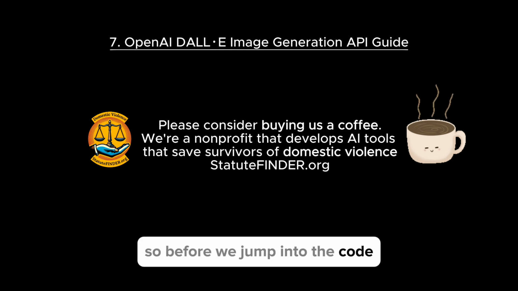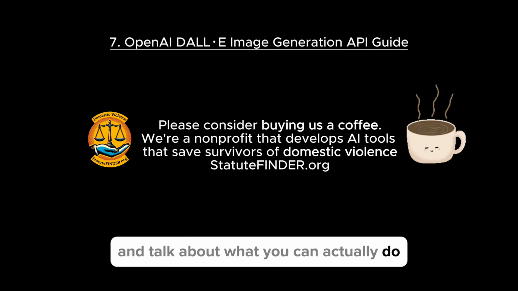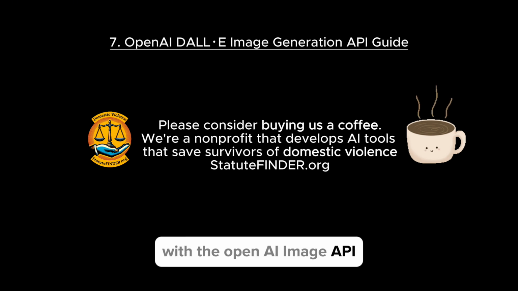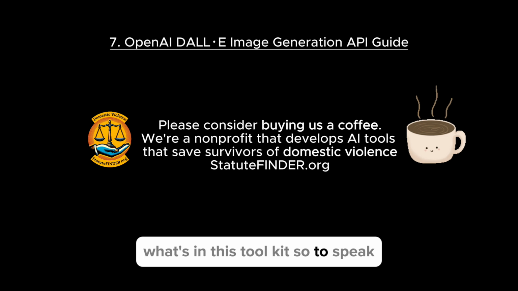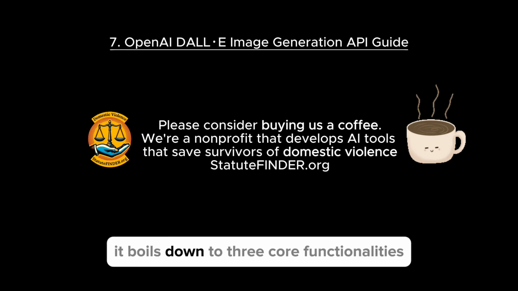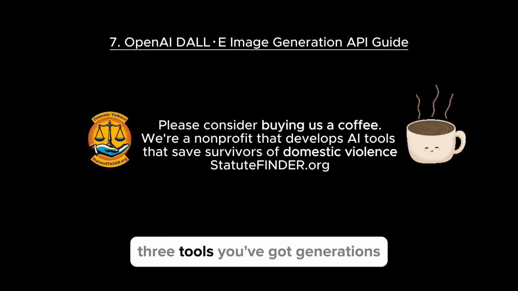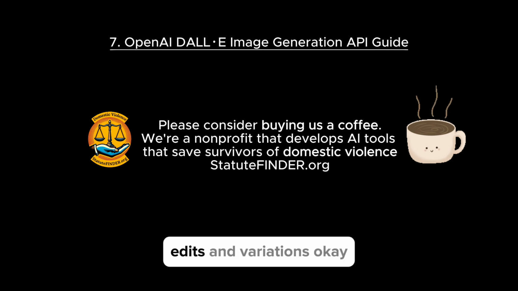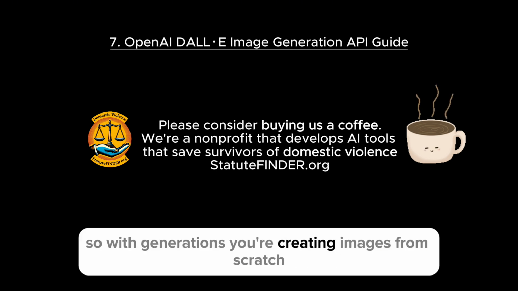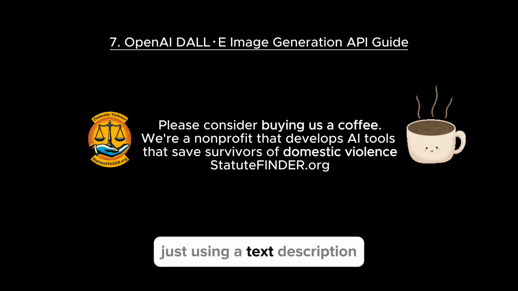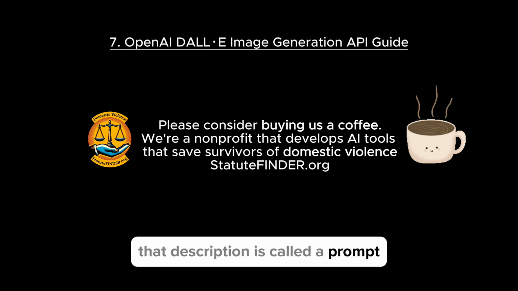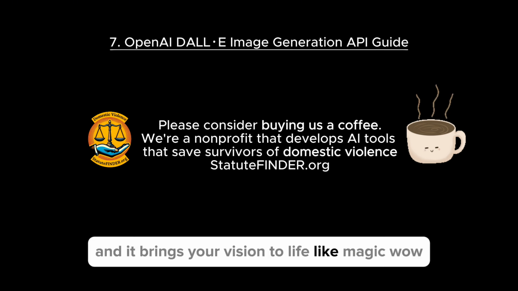So before we jump into the code, let's take a step back and talk about what you can actually do with the OpenAI Image API. What's in this toolkit, so to speak? Okay, so think of it like this. It boils down to three core functionalities, three tools you've got: generations, edits, and variations. Okay, I'm intrigued. Generations. That sounds pretty powerful. Break that down for me. Yeah, so with generations, you're creating images from scratch, just using a text description. That description is called a prompt. You tell the AI what you want to see, and it brings your vision to life, like magic.